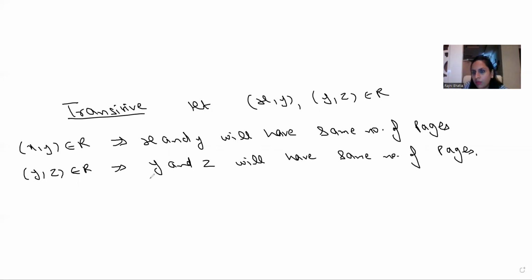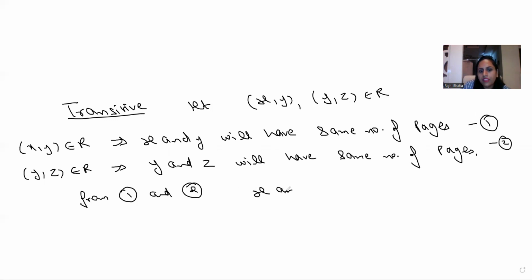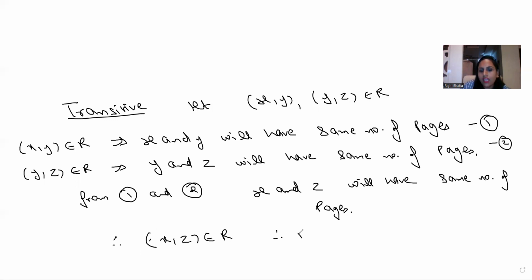So x and y have same number of pages. y and z have same number of pages. So from 1 and 2, what we can conclude? From 1 and 2, we can conclude that x and z will have same number of pages. Therefore, x, z belongs to R, and therefore the relation R is transitive.